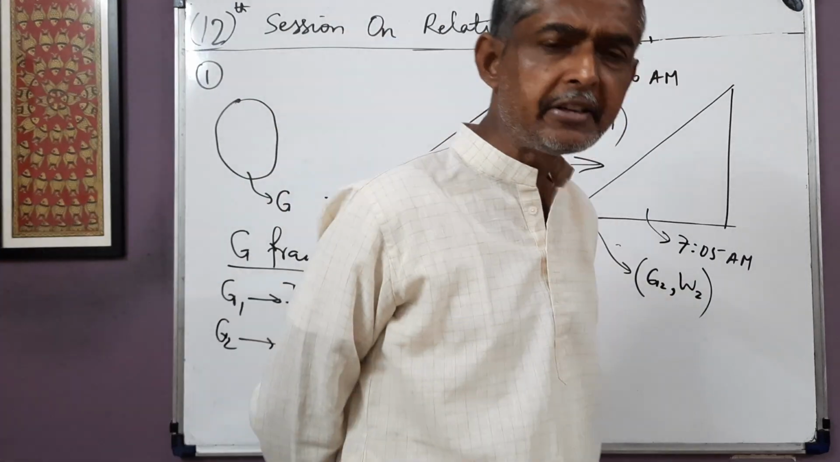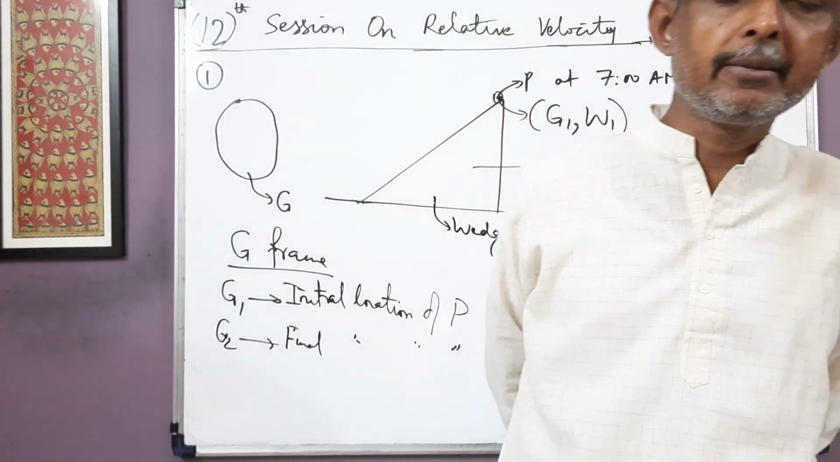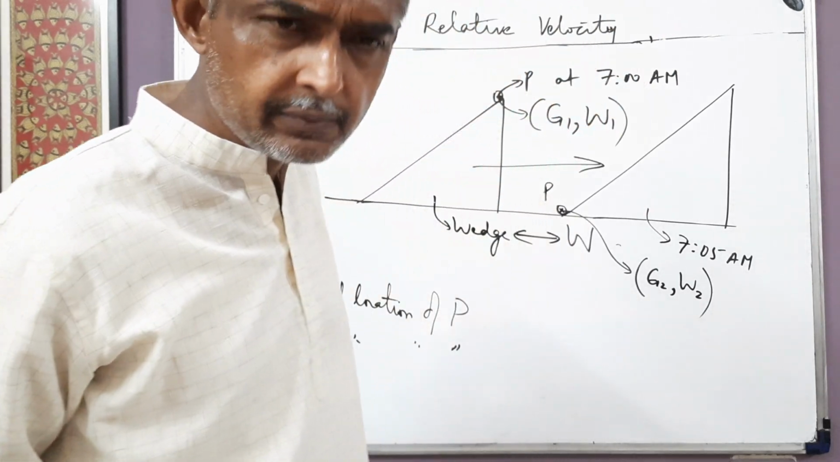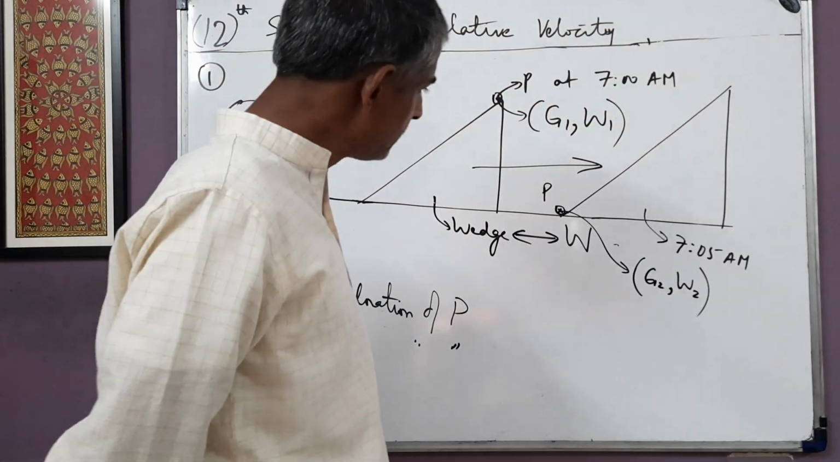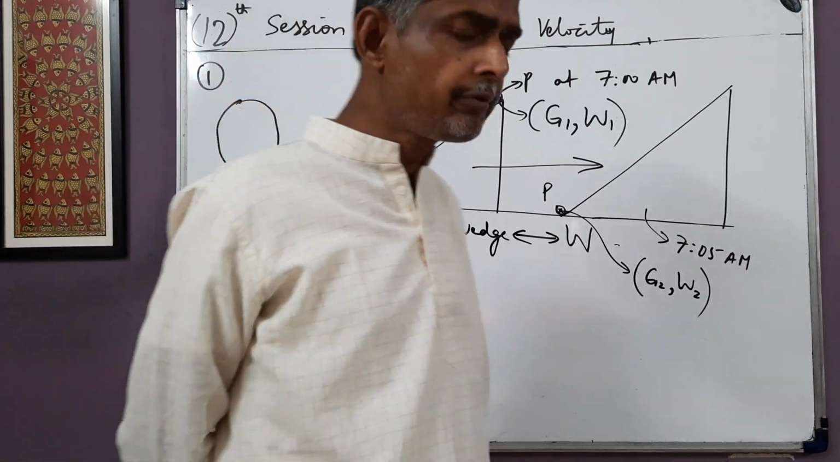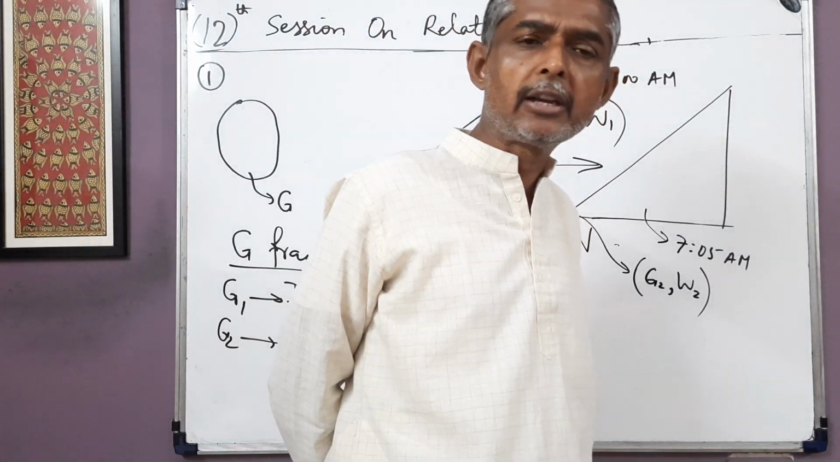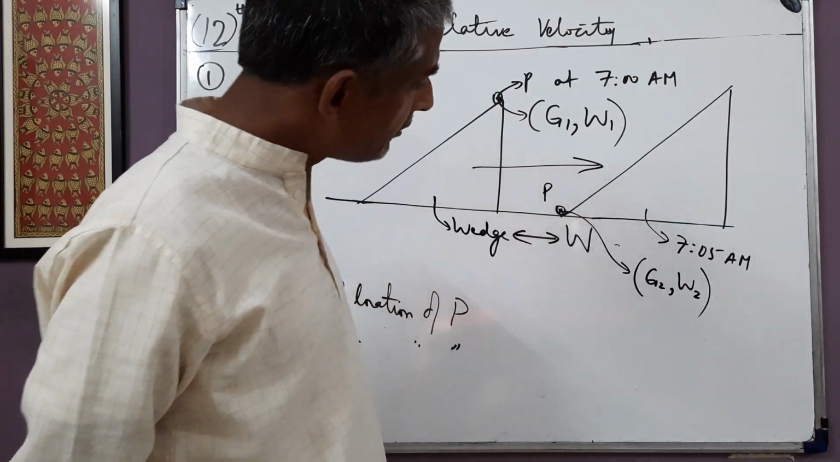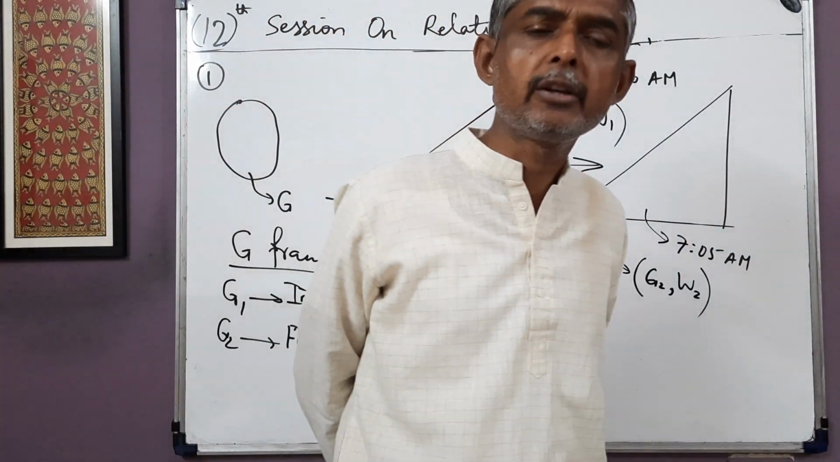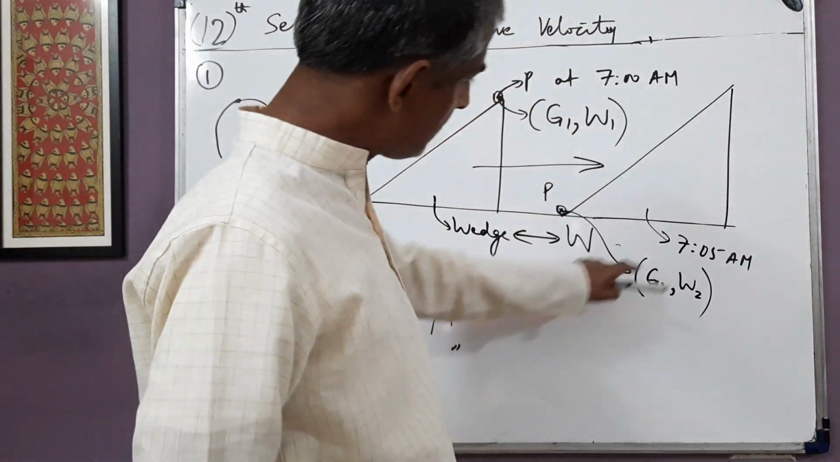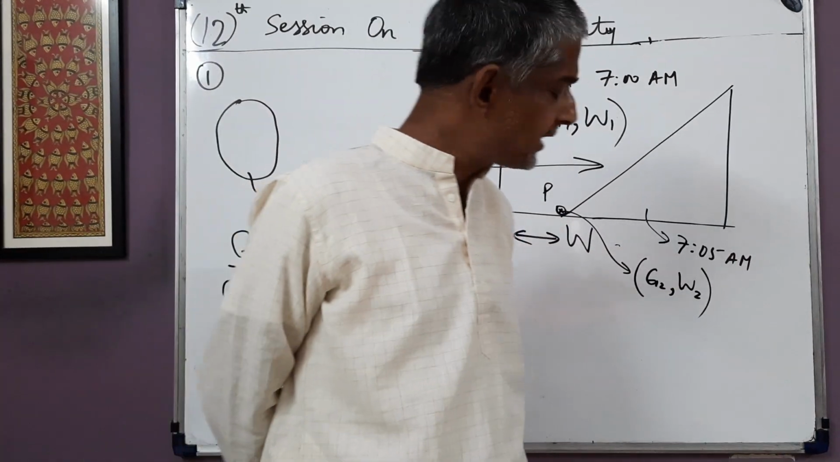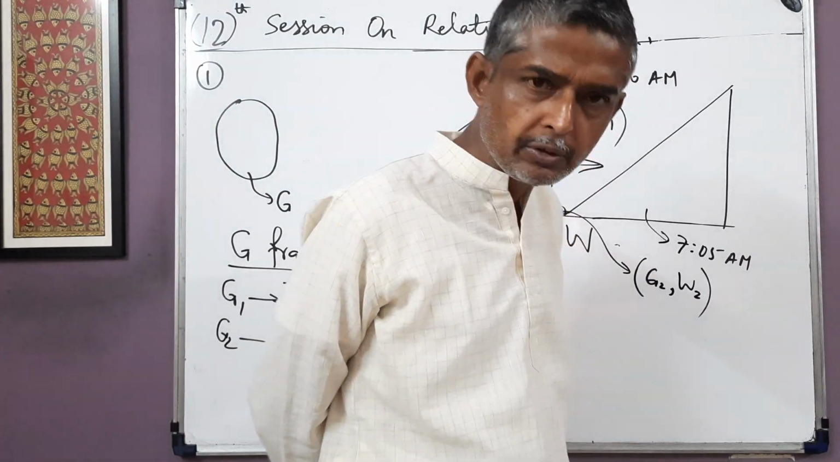So now we are finding the displacement in the time interval 7 am to 7:05 am. As mentioned in the 11th video and in the previous videos also, displacement of P in 7 am to 7:05 am will actually be calculated at 7:05 am. So we have to see at 7:05 am where G2 and G1 are situated. At 7:05 am G2 is situated here. Now we have to know at 7:05 am where G1 will appear to be.